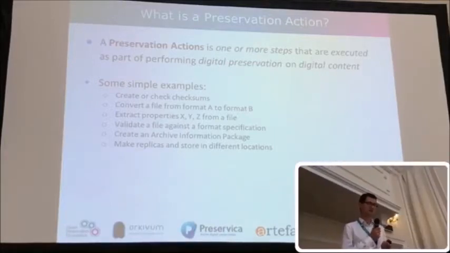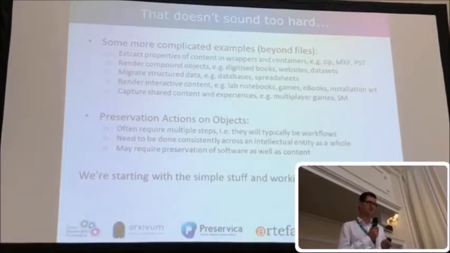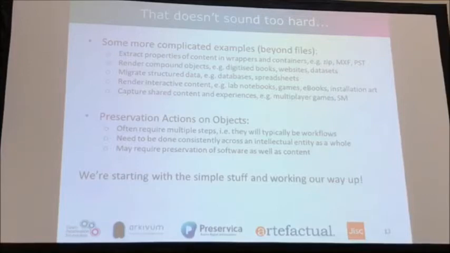And here are some simple examples of preservation actions. Checking checksums, file format conversion, extracting properties from a file. And that seems reasonably simple. But of course, you can do preservation actions on much more complex types of digital content, and that may require a whole series of tools and steps. We're doing the simple stuff first, looking at how to deal with preservation of files, but the whole PAR model that we're trying to develop, we're aiming it to be flexible enough to solve the more complicated digital preservation problems later on.